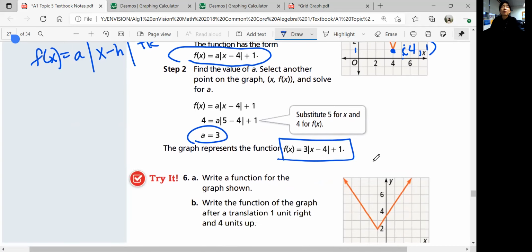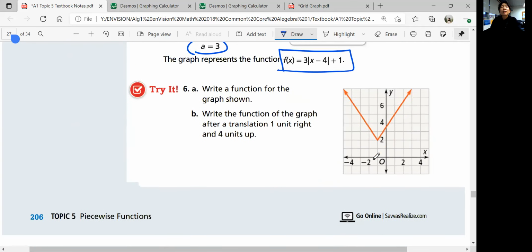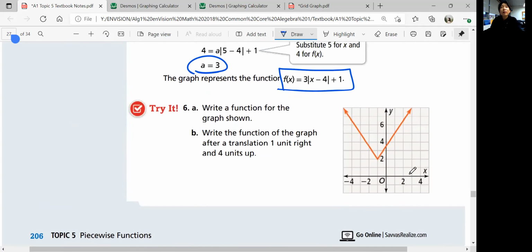Okay, good. We're almost done. Try number 6. 6a, write a function for the graph shown using the graph. And then your part B, you're going to write the function of the graph after a translation 1 unit right and 4 units up. So after you write an equation here, write a function after the transformation here. Come back when you're ready for answers.